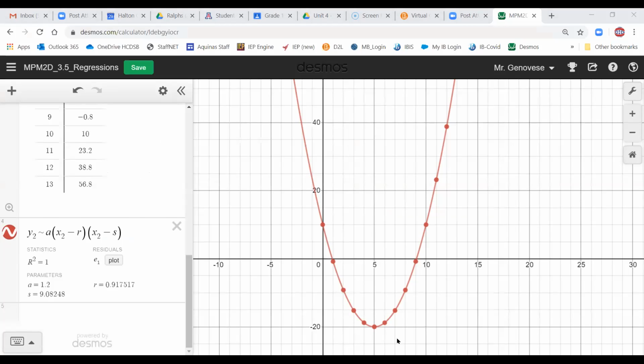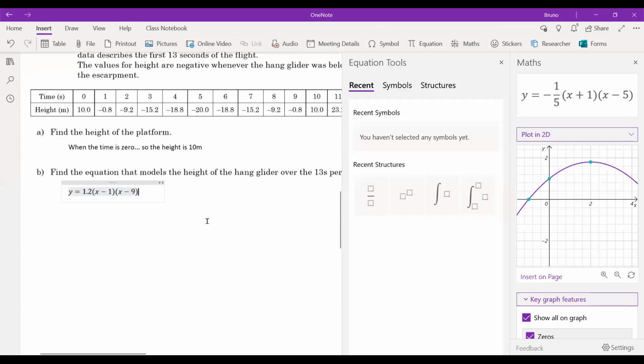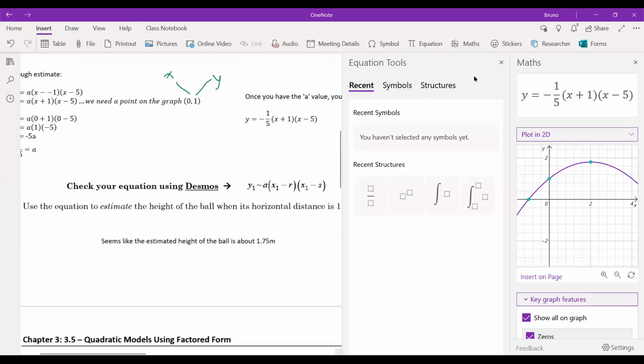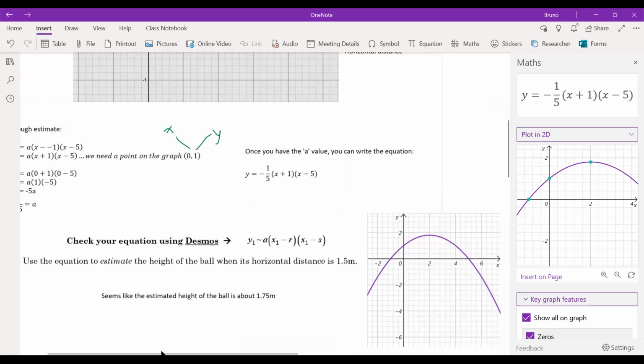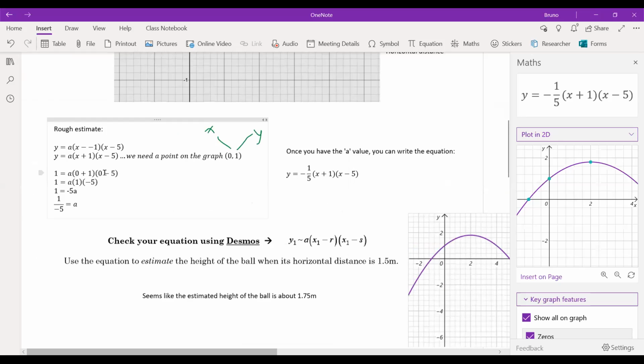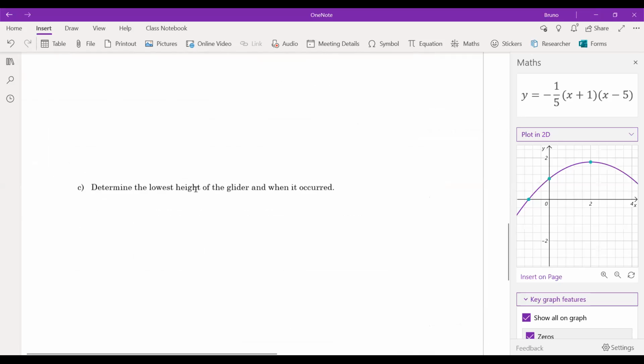And back here, there's a lot of space here because you can solve the question the same way that this one was solved, up above here, where you're substituting in the values, and that's typically how it would be done on a paper and pencil solution. Now, determine the lowest height of the glider and when it occurred.